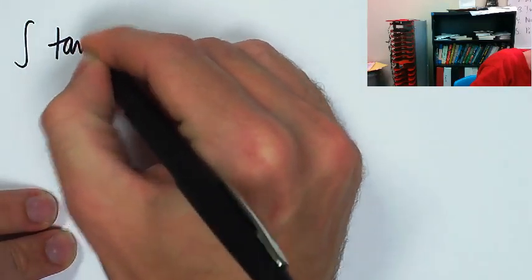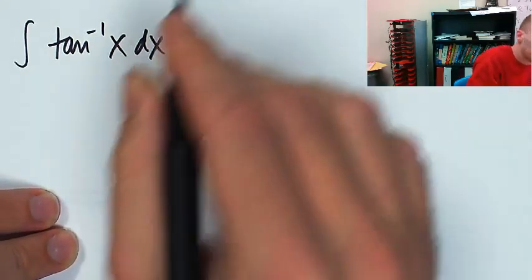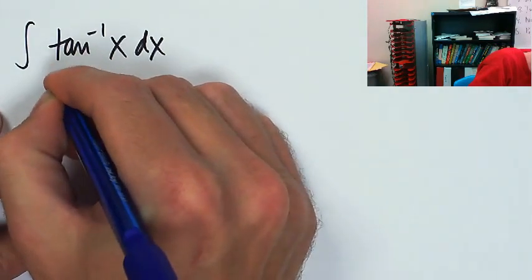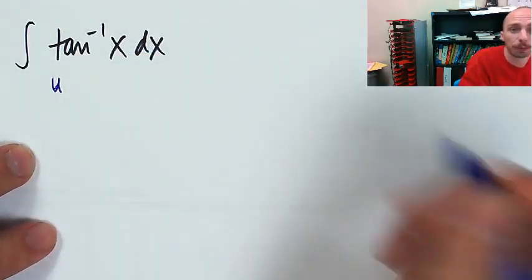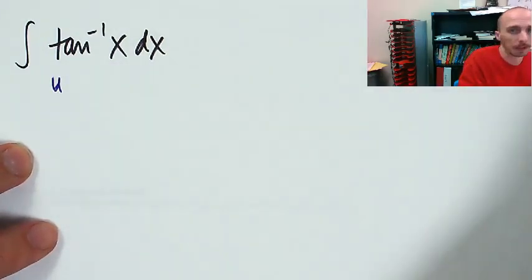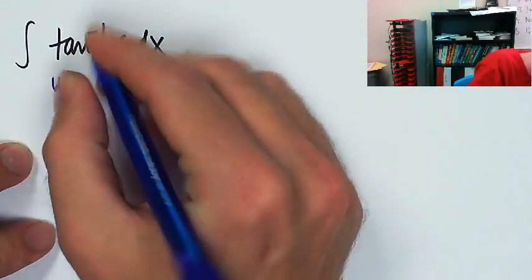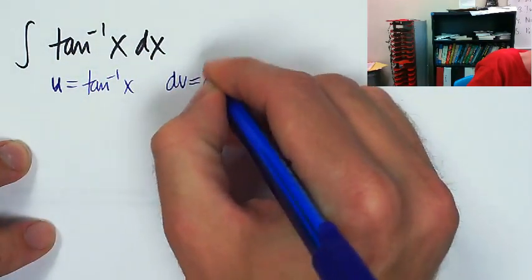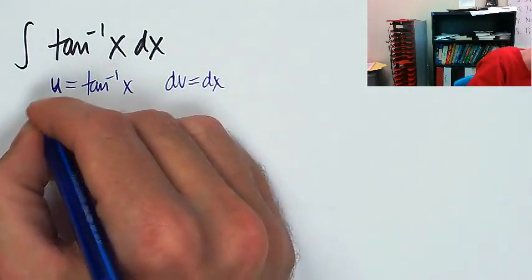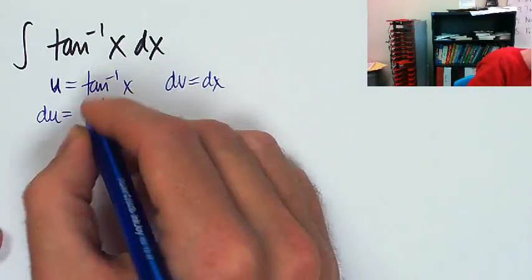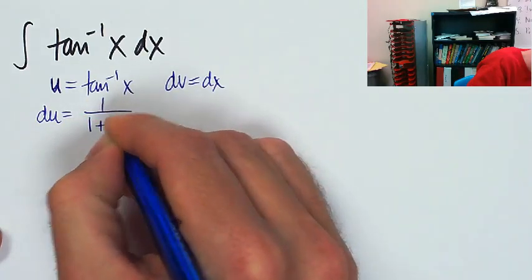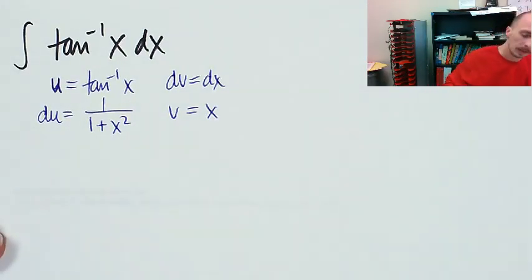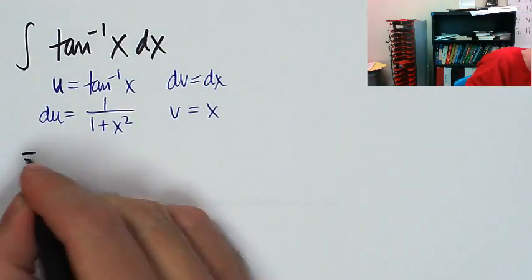Antiderivative of arctangent x dx. Okay, I'm going to do a UDV. If I'm trying to find an antiderivative in the first place, I better not let dv equal inverse tangent, because then it's like, well, what is the antiderivative? U equals arctangent x and dv equals dx. Okay, we know that the derivative of arctangent x is 1 over 1 plus x squared, and that'll give me v equals x.